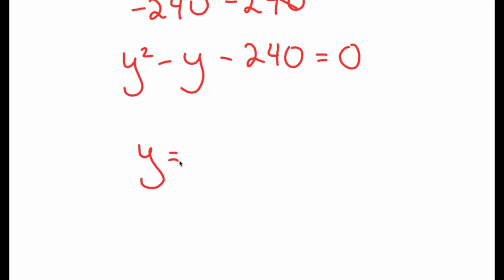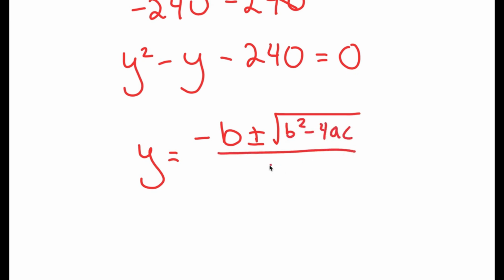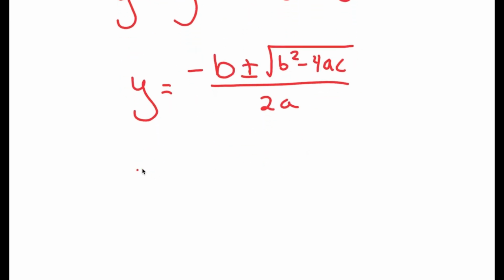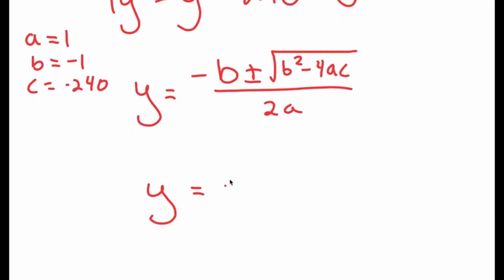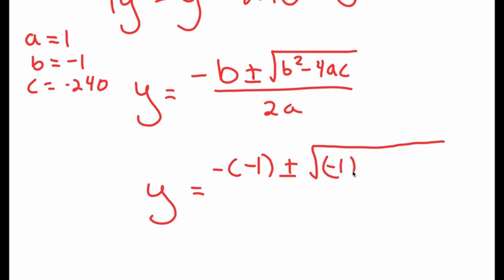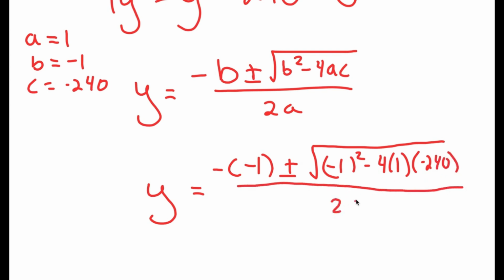If you didn't already know, the quadratic formula is negative b plus or minus the square root of b squared minus 4ac all over 2a. So in this case, a is 1, b is negative 1, and c is negative 240. So I get y is equal to negative of negative 1 plus or minus the square root of negative 1 squared minus 4 times 1 times negative 240 all over 2a, so 2 times 1.